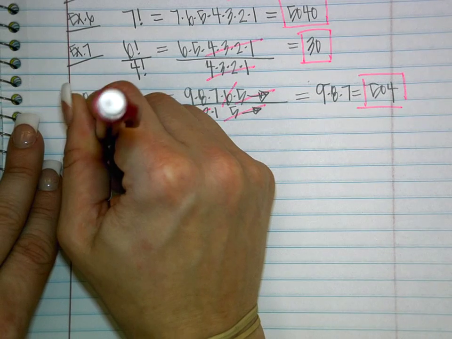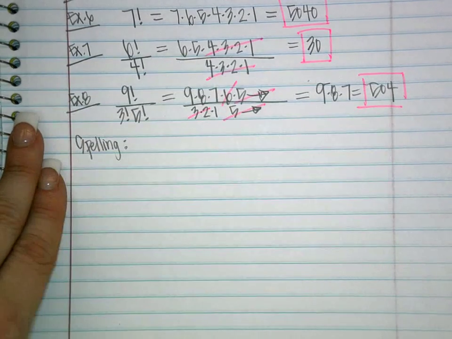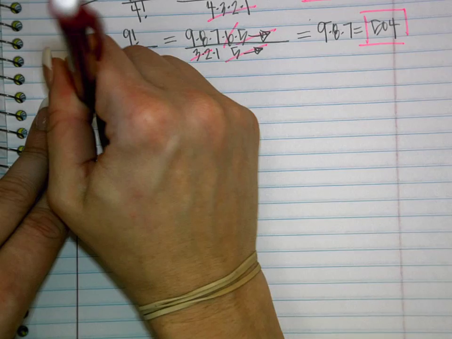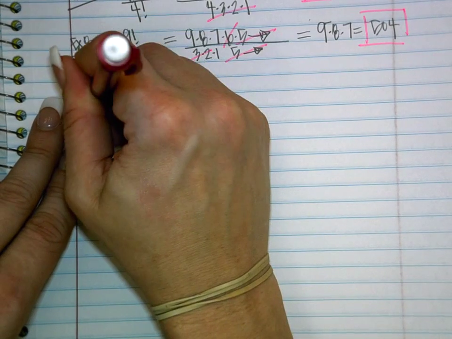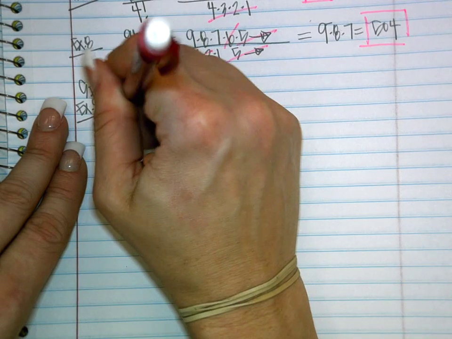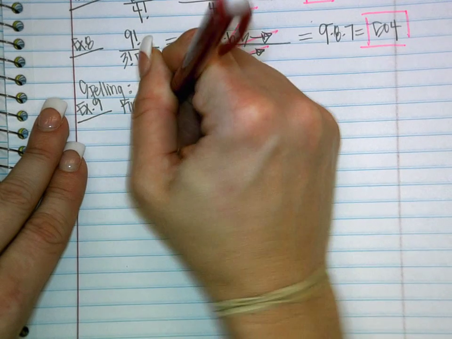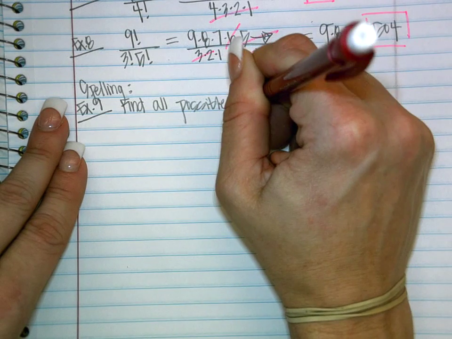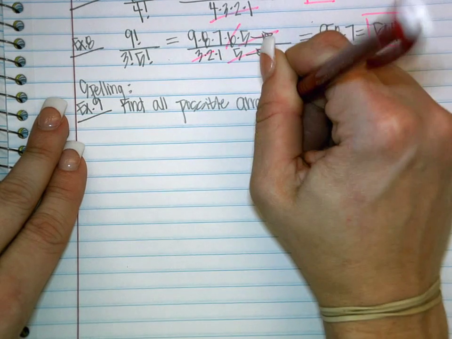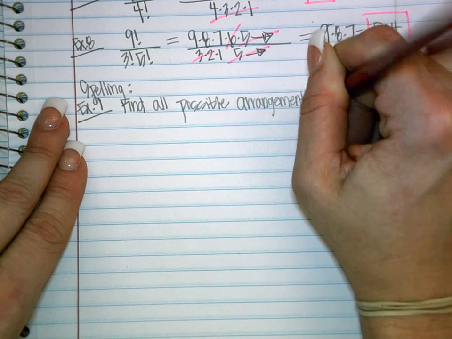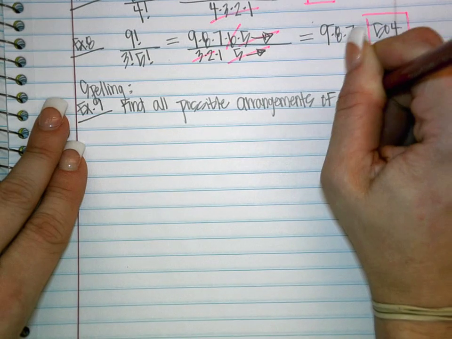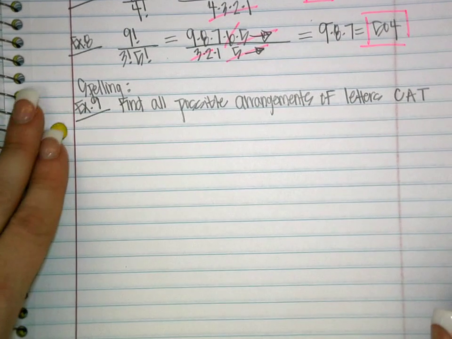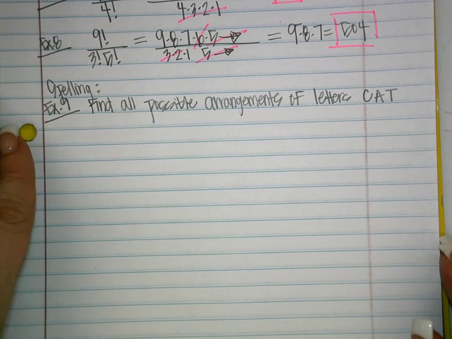Okay. No, we are not really going to be testing your spelling, but I labeled this spelling because, well, that's kind of what it involves. So for number 9, I would like you to find all possible arrangements of the letters C, A, T. Find all the different arrangements of the letters C, A, T.